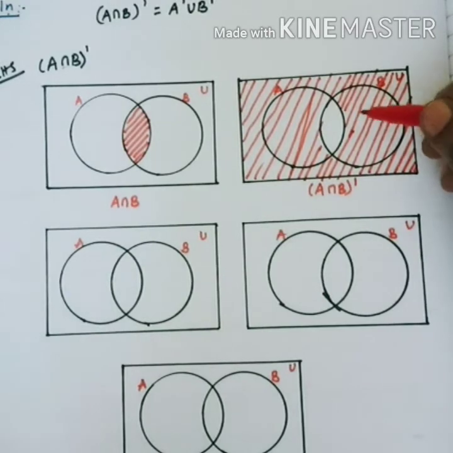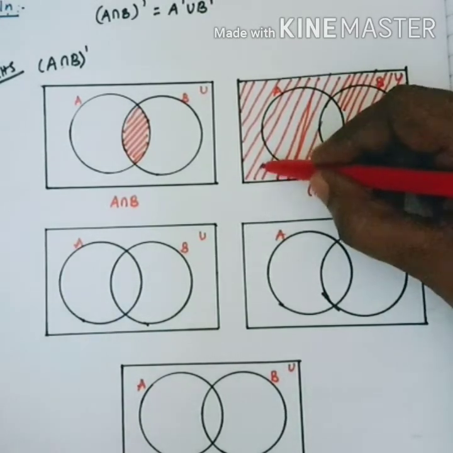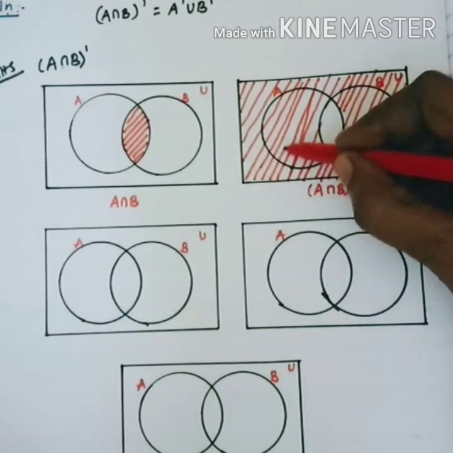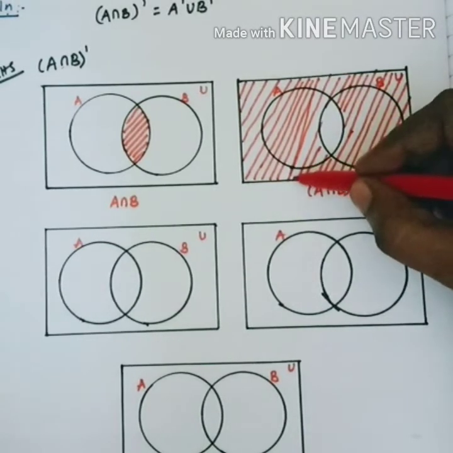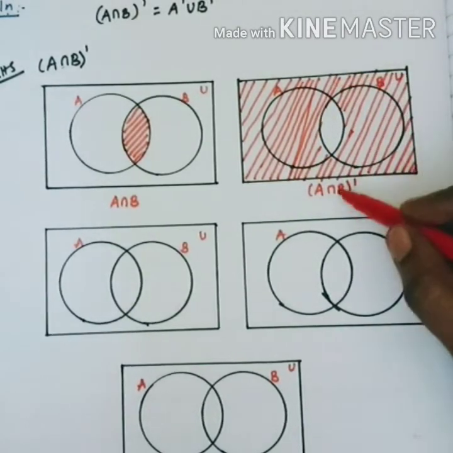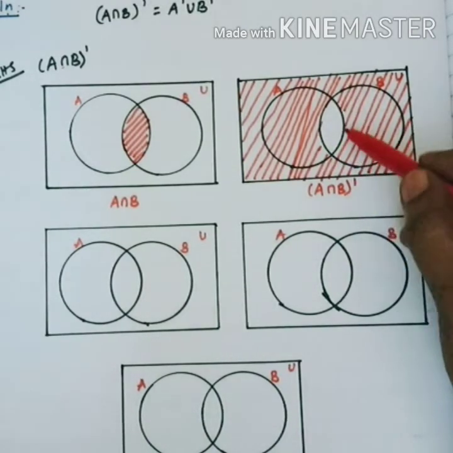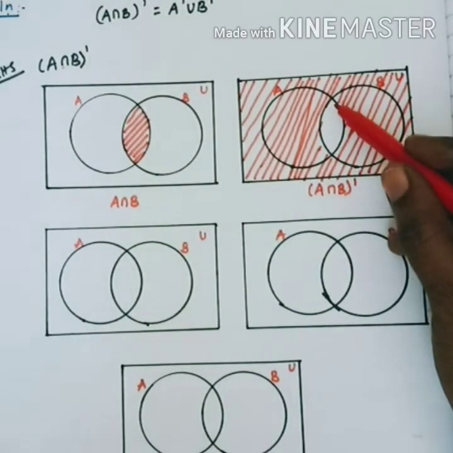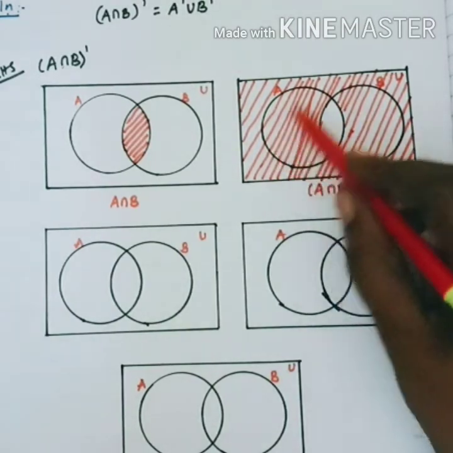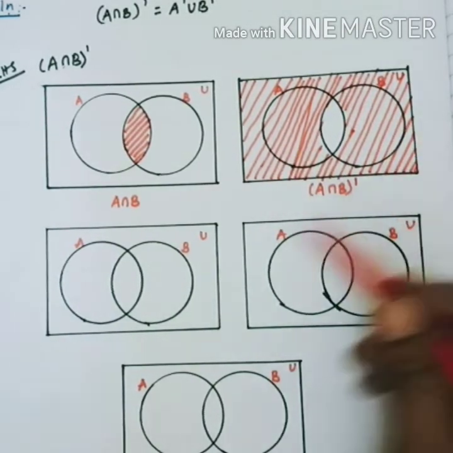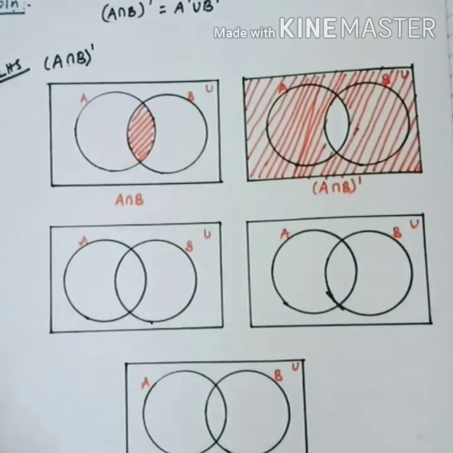When you draw in your notebook, use a scale to draw these lines. This is your A intersection B the whole dash. So you don't have to shade this A intersection B part. You have to shade the remaining parts fully. Next, come to the right hand side.